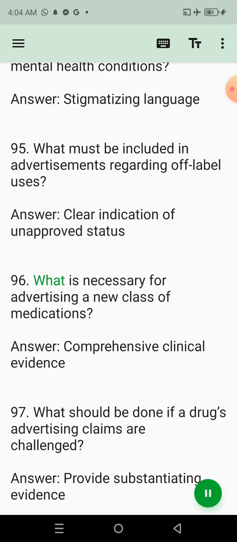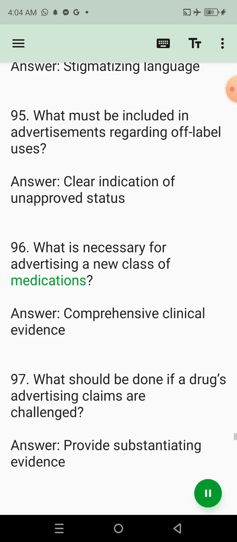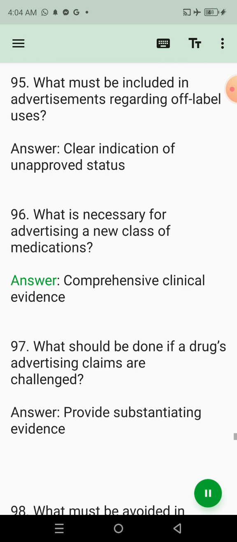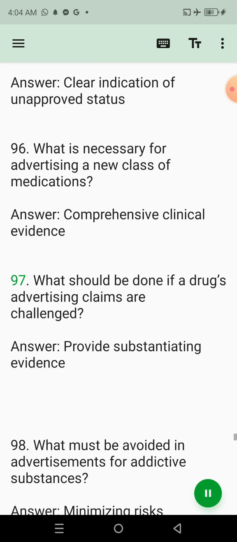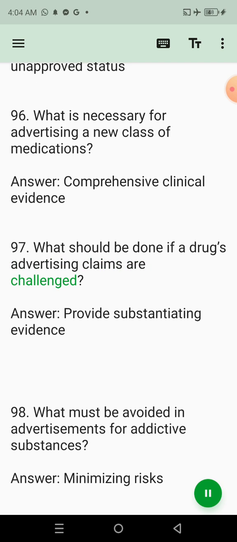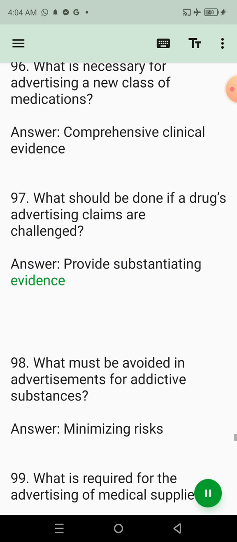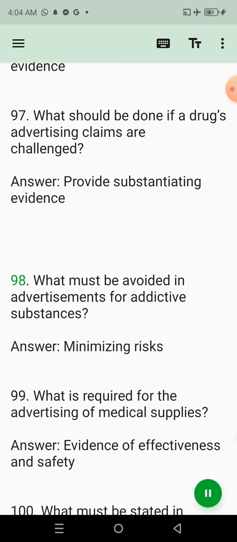96. What is necessary for advertising a new class of medications? Answer: comprehensive clinical evidence. 97. What should be done if a drug's advertising claims are challenged? Answer: provide substantiating evidence.